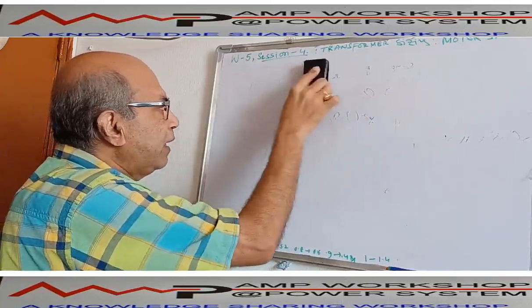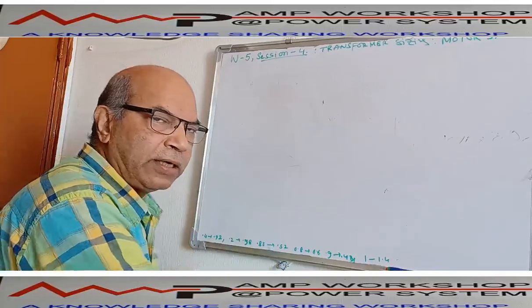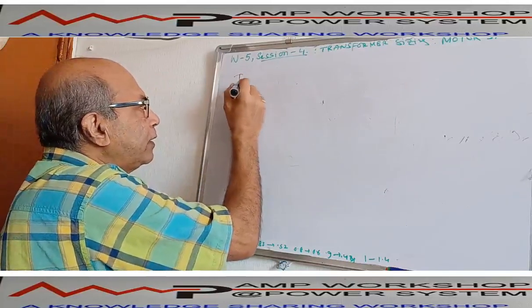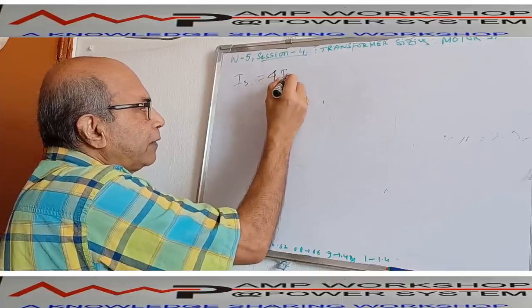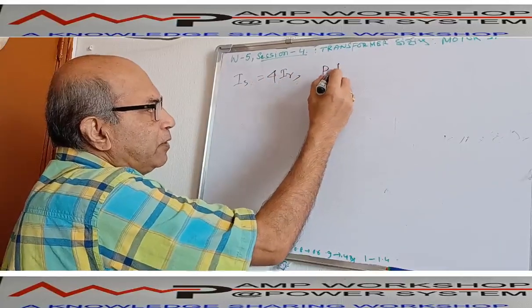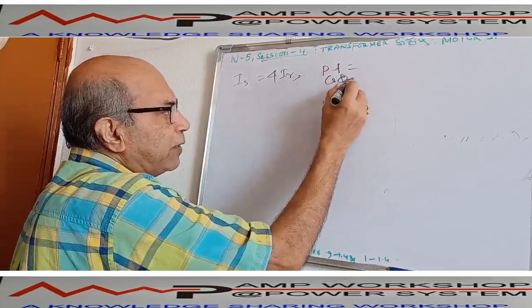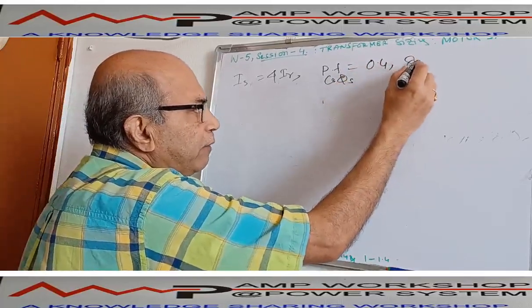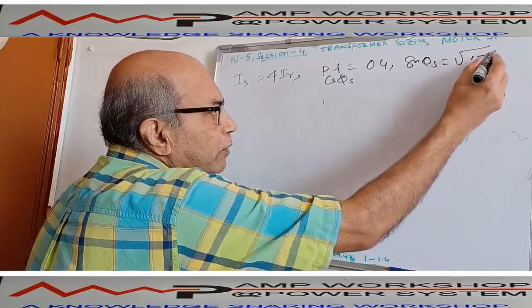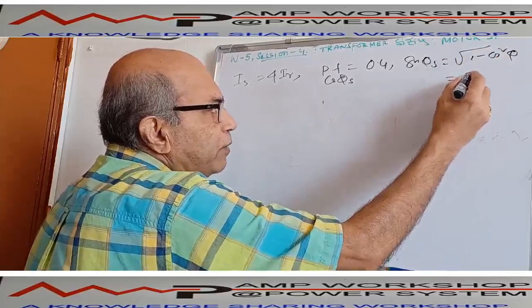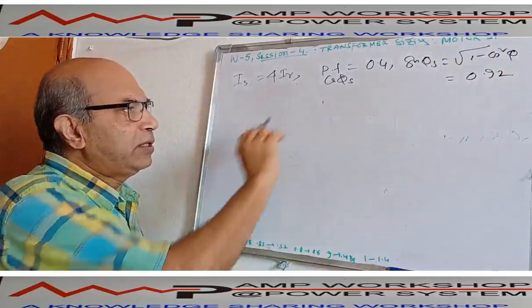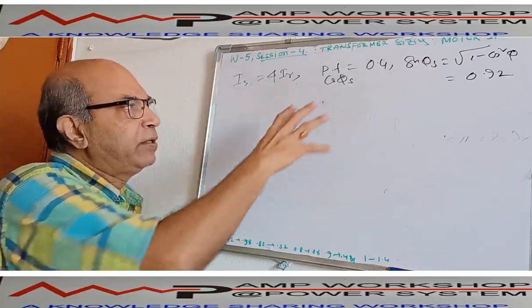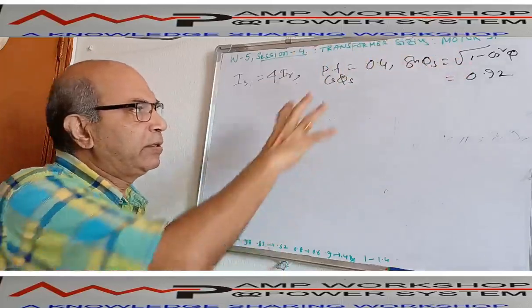Now the second part: we have already calculated the starting current and starting power factor. We have said the starting current IS equals 4 times IR. The starting power factor, cos phi s, generally varies; take it as 0.4. Then sine phi s equals the square root of 1 minus cos square phi, which comes to 0.92. This is the parameter during starting. From the motor data sheet, we can get the starting current and the power factor also. This part is known to us.